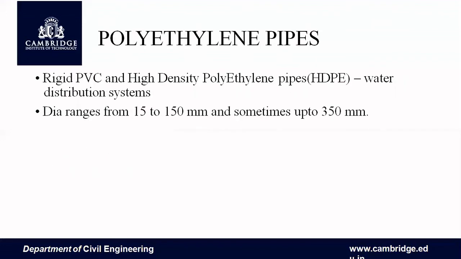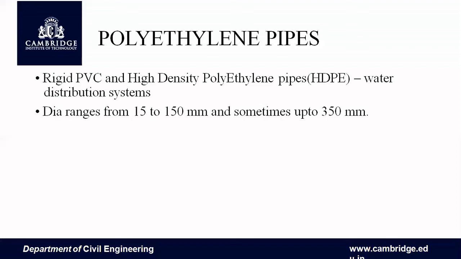Next, polyethylene pipes. The polyethylene pipe is nothing but the plastic pipe. That is, rigid PVC or high density polyethylene pipes are used for the water distribution system. The diameter can vary from 15 to 150 mm, and sometimes even up to 350 mm. The advantages of PVC or polyethylene pipes are that they are more rigid and tough. These pipes can be joined with detachable joints and detached at the time of shifting the pipeline, and they can be easily bent during installation.